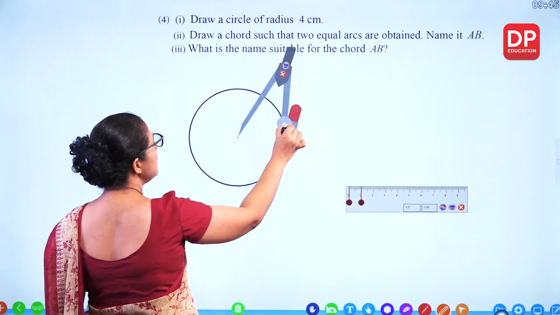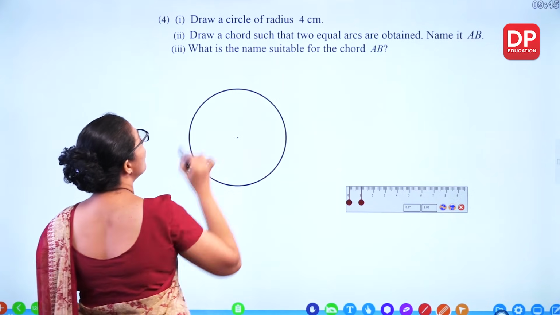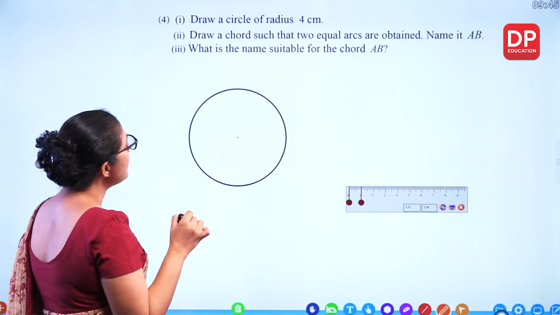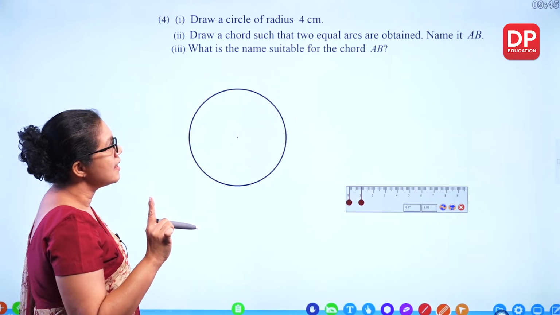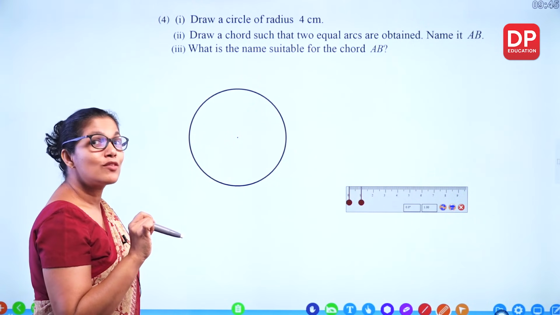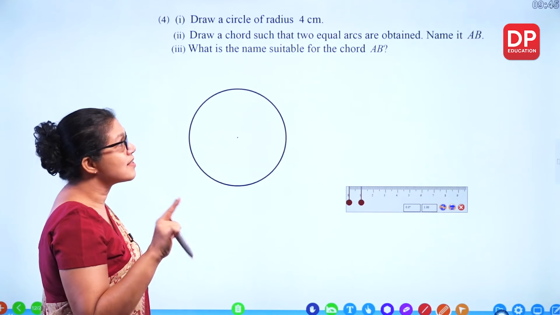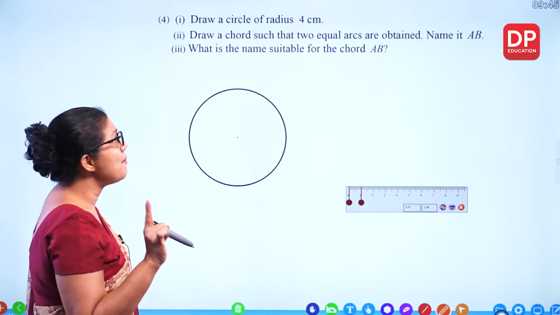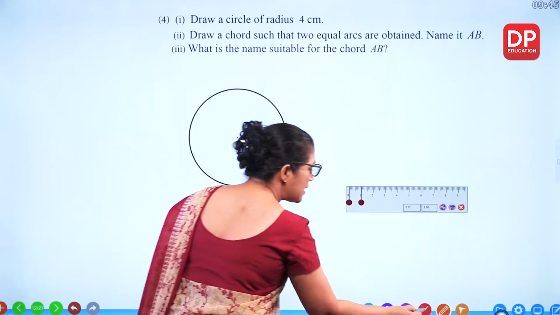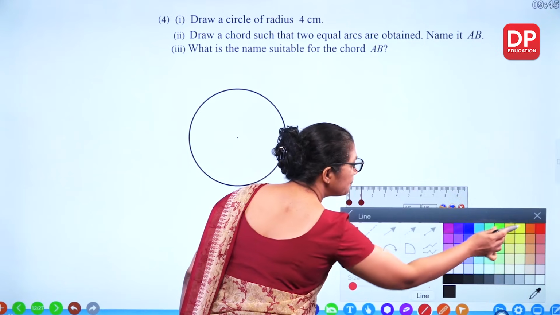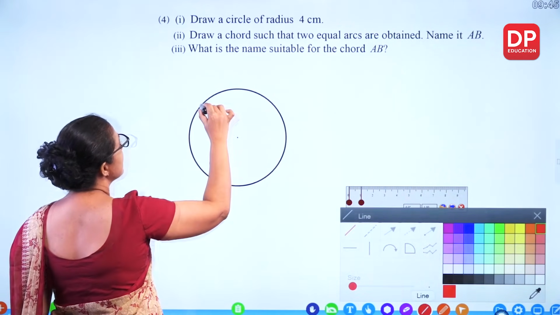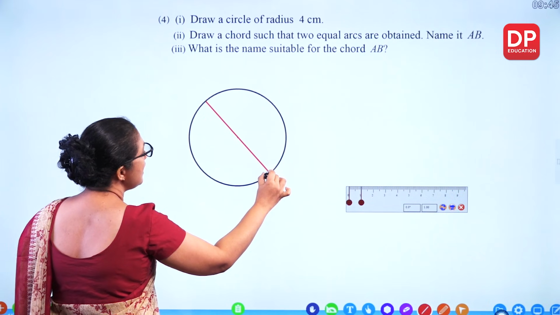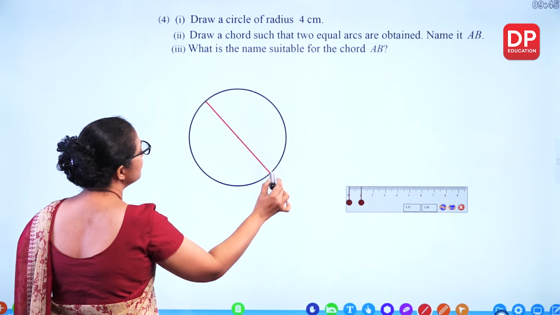Draw a circle with radius 4. Draw a chord such that 2 equal arcs are obtained. Name it AB. So 2 equal arcs, so that should be the diameter then. So we'll draw a diameter, a line that passes through the center. This is equally divided into equal parts.